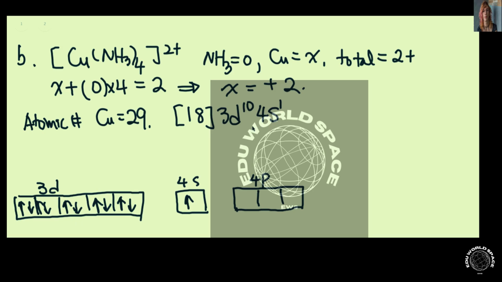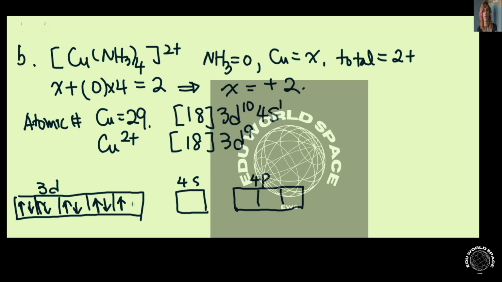Since the oxidation state of copper in the complex is 2+, the electronic configuration will leave it as 3d9, because it loses 2 of the outermost electrons. So 2 electrons have been erased, 1 from the 4s orbital and 1 electron from the 3d orbital.